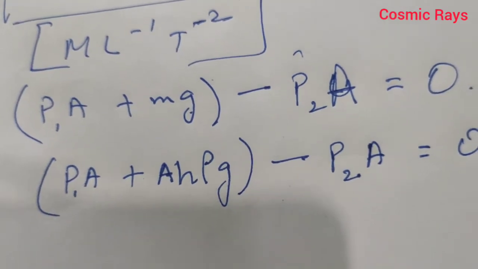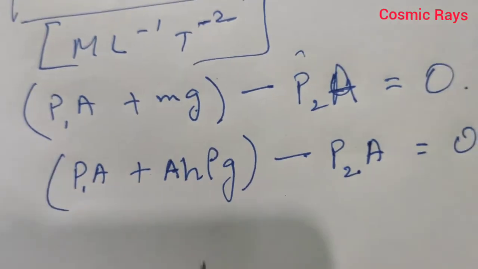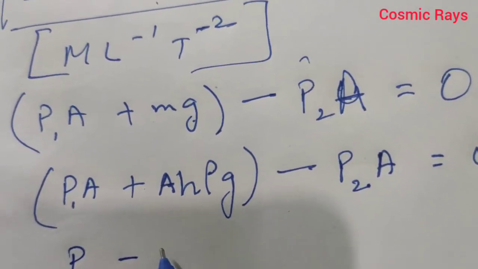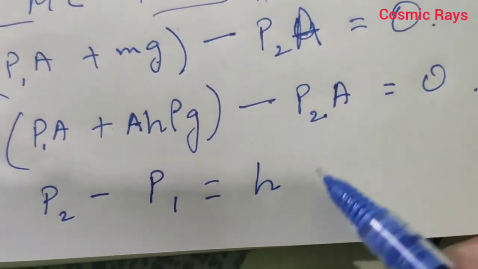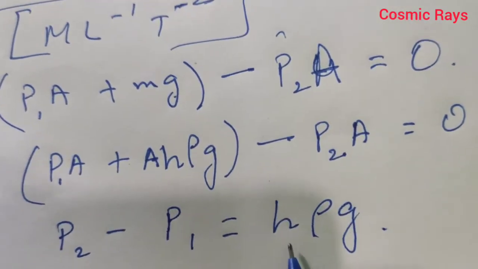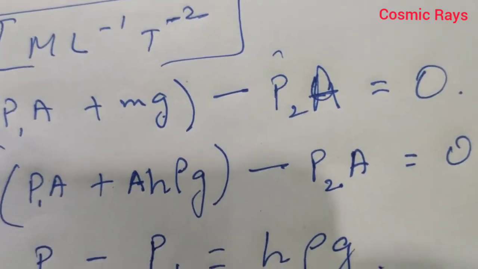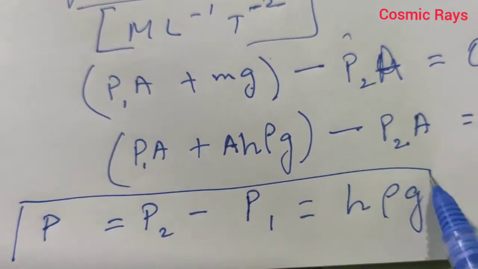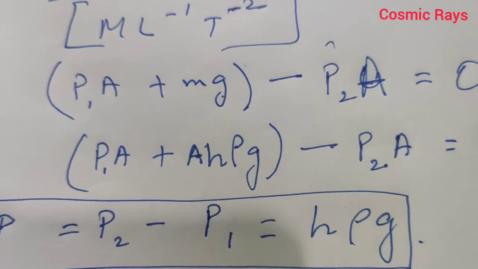So here, if we take A common and simplify this equation, what we find is P2 minus P1 will give us nothing but rho hg, that is the height of the column multiplied by the density multiplied by the acceleration due to gravity. So this is nothing but the actual pressure that the fluid will exert on a liquid.